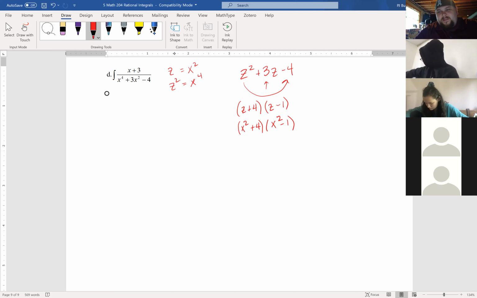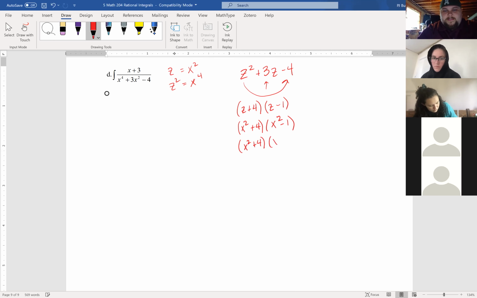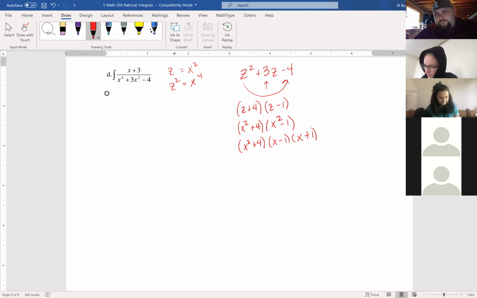You should take it one step further because x squared minus 1 is the difference of two perfect squares, which means it can factor once more as x minus 1, x plus 1. Remember, it always factors as a plus b, a minus b. Anybody remember what that set of factors is called?